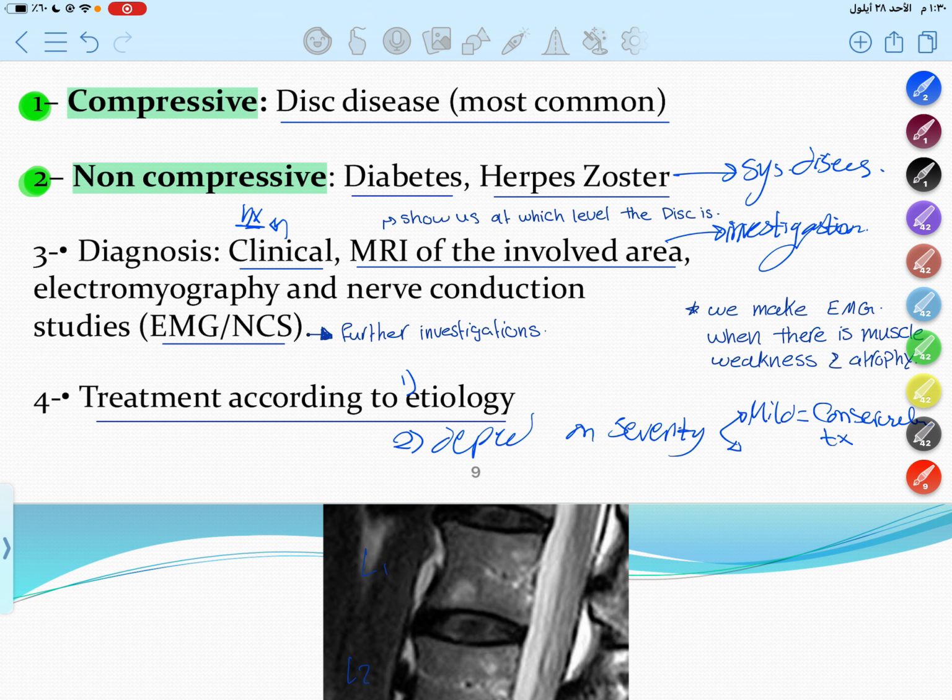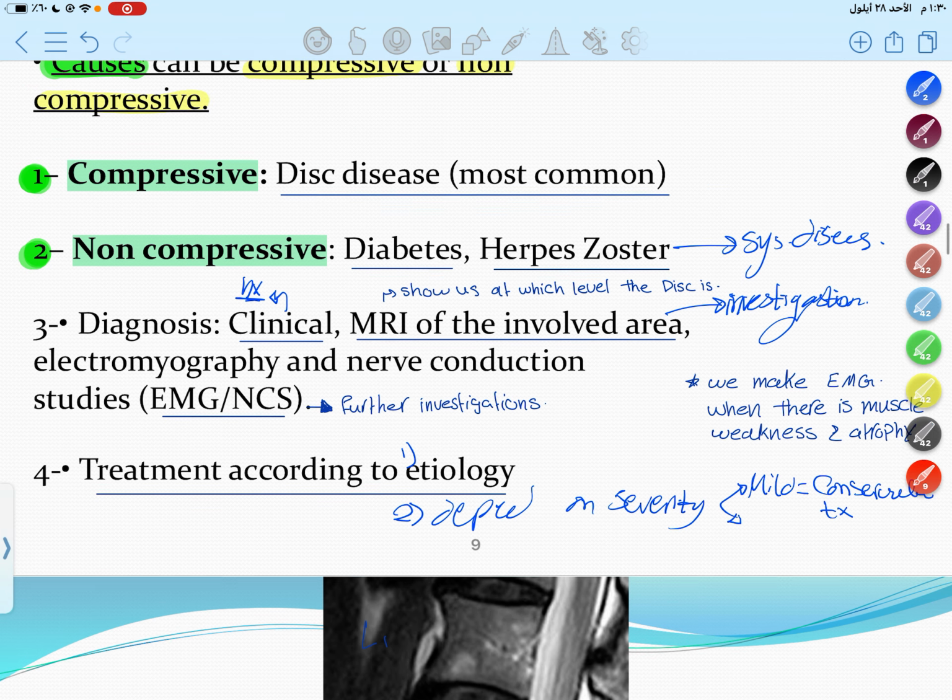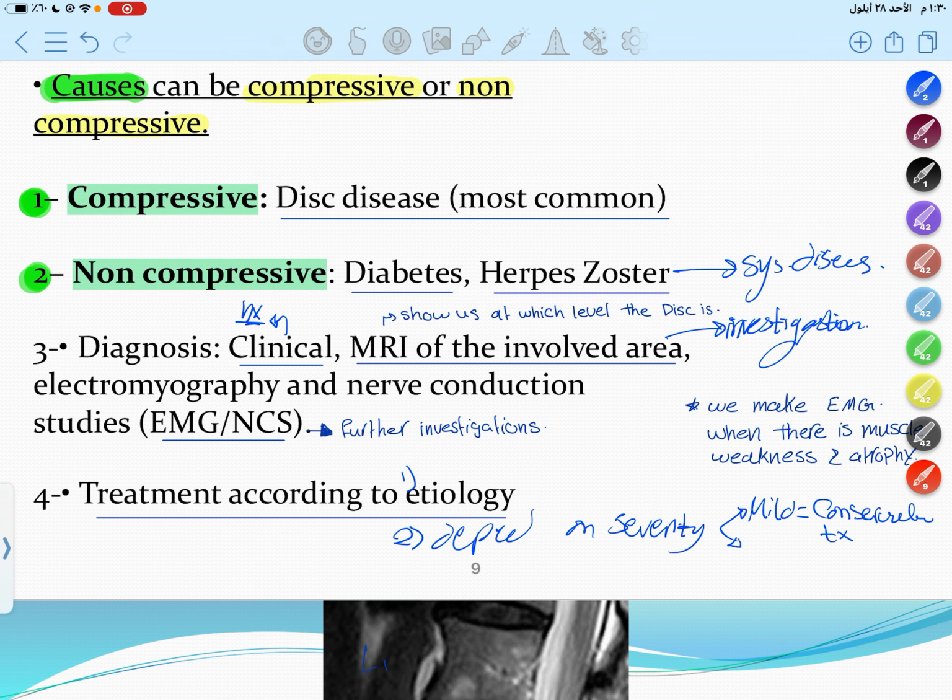But sometimes conservative measures are not effective, they interfere with the function of the patient, or there is a presence of complications, that force us to ask the help of a surgeon for decompression of that disc to relieve the pressure on that root. So it depends on the etiology and the severity. That's for radiculopathy.